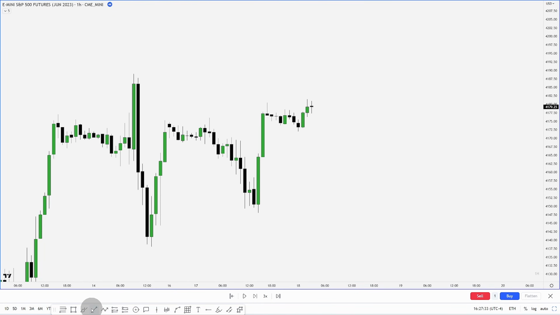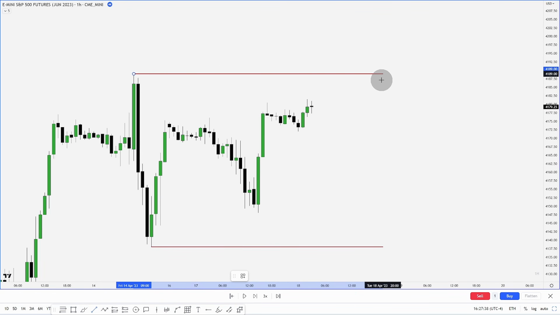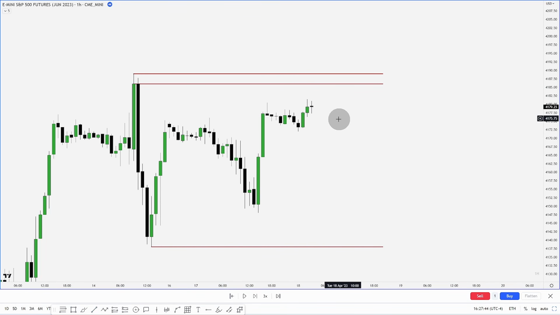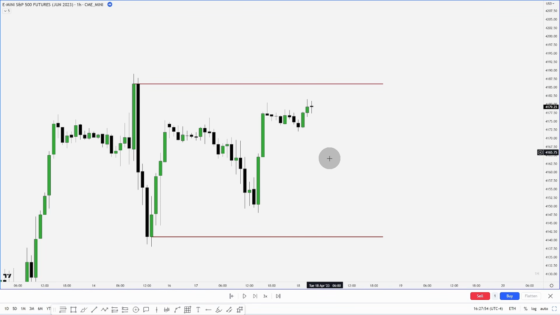For this first example, you can notice we have a range high and a range low right here. And one thing to point out, I generally mark out the bodies for this setup, so that is what I'm going to be using. Now that we have those marked out, let's see what happens when price leaves the range, if it does.